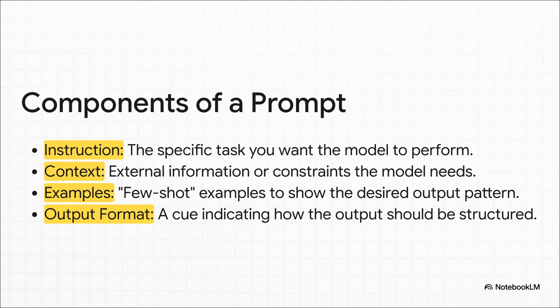First, the instruction. That's your action verb, the specific task you want the model to do. Then you have the context, which is any outside info or constraints the model needs to do its job right. Third, the examples. This is huge. It's how you show the model the exact pattern you want back, something we call few-shot learning. And finally, the output format. This is where you tell the model how to give you the data, like in a JSON object or a simple list. They're basically like arguments in a function call, all working together to get you a precise, predictable result.